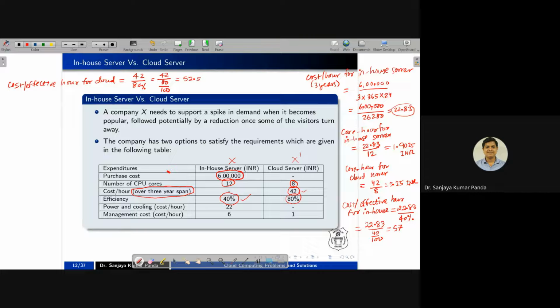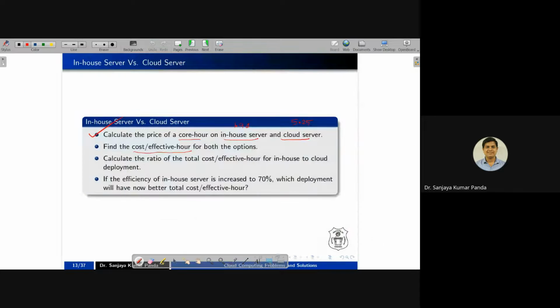So now you tell me, by looking at this 52.5, what is the conclusion? Which one is better? Obviously the cloud server is better. When we calculated core per hour, we decided in-house is better. But when we look into efficiency, we see cloud is better. Cloud is costing 52.5, in-house server is costing 57. Right. So the second question is now solved.